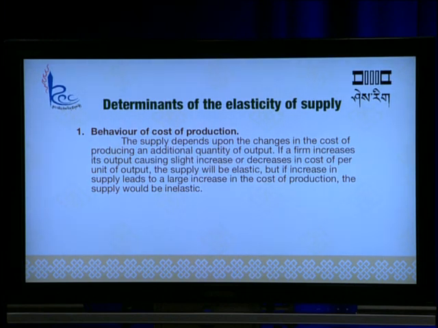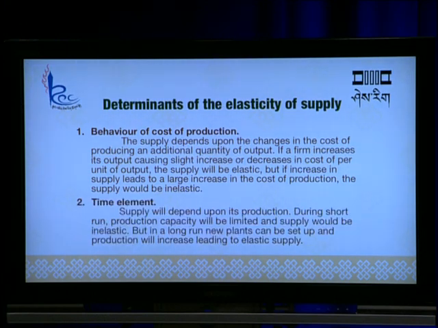But on the other hand, if a firm has to incur a huge increase in the cost of producing an extra unit of output, then the supply in this case is going to be inelastic. This is because when there is a large increase in the cost of producing an extra unit of output, the average cost is going to increase, and when average cost increases, the price of that commodity is going to increase. And as we know, when price increases, supply would decrease. So, in the second case, the supply is going to be inelastic.